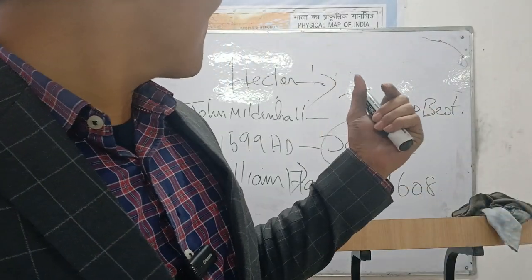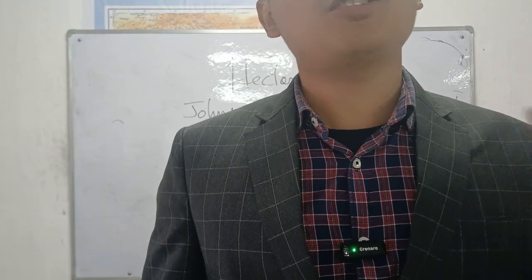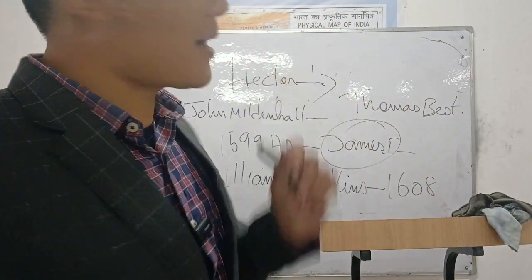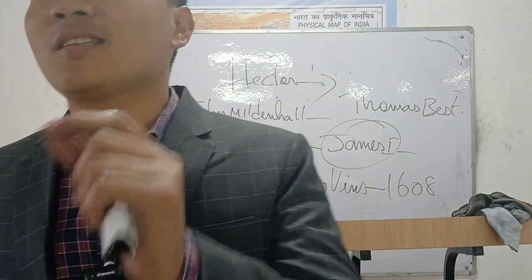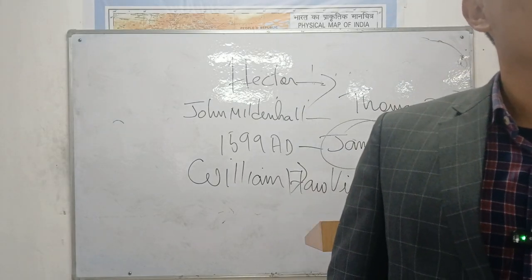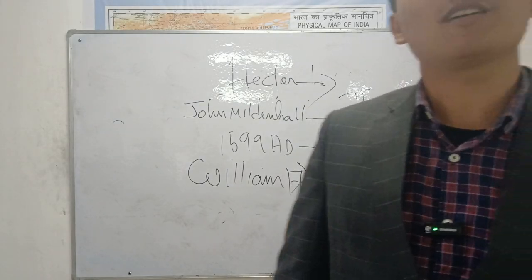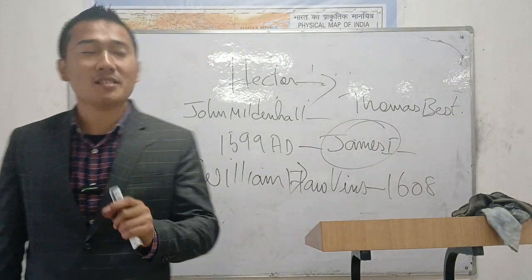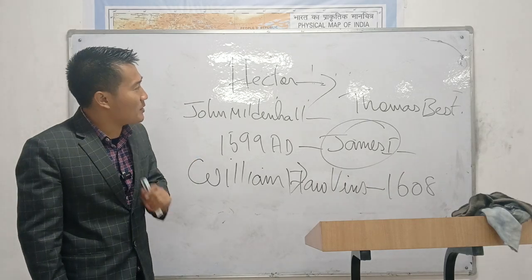Just like William Hawkins came along with the name of his ship. The ship name was Hector, and it reached the city of Surat. Surat is the first headquarters of the British in India. Surat is in present-day Gujarat. But please remember this.